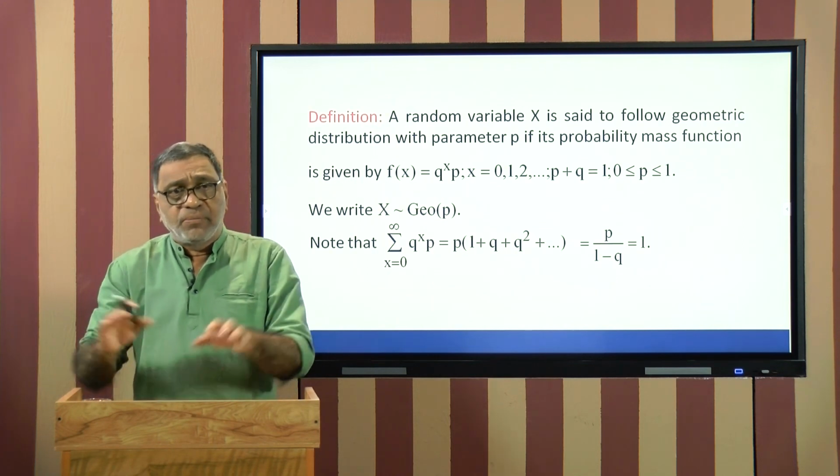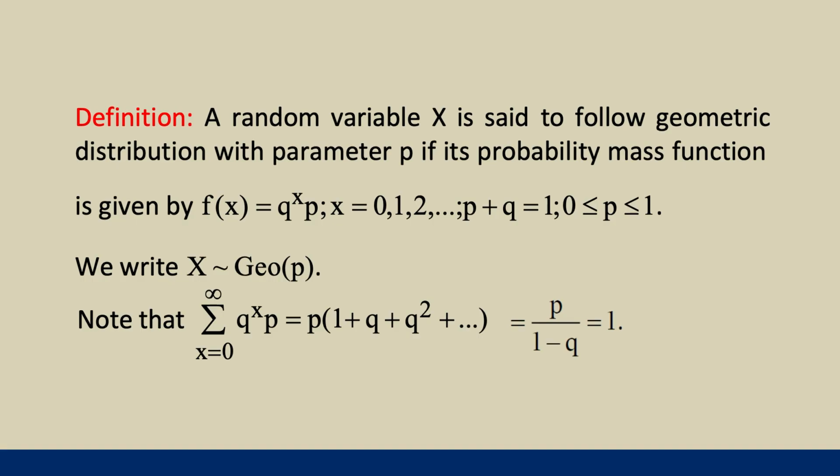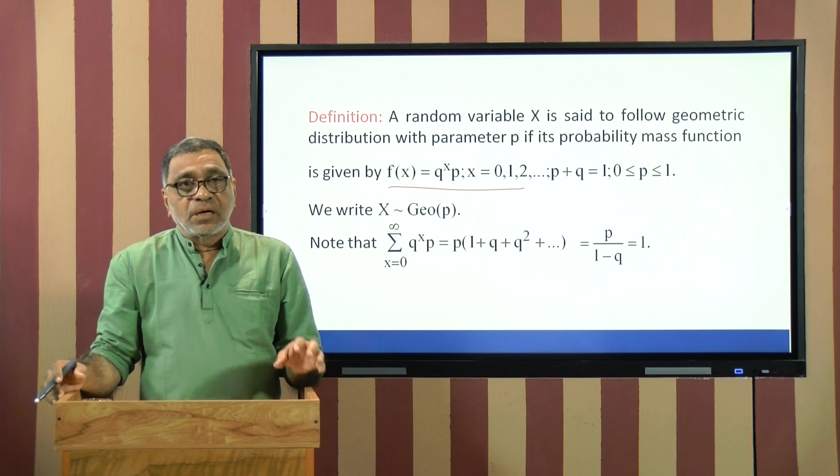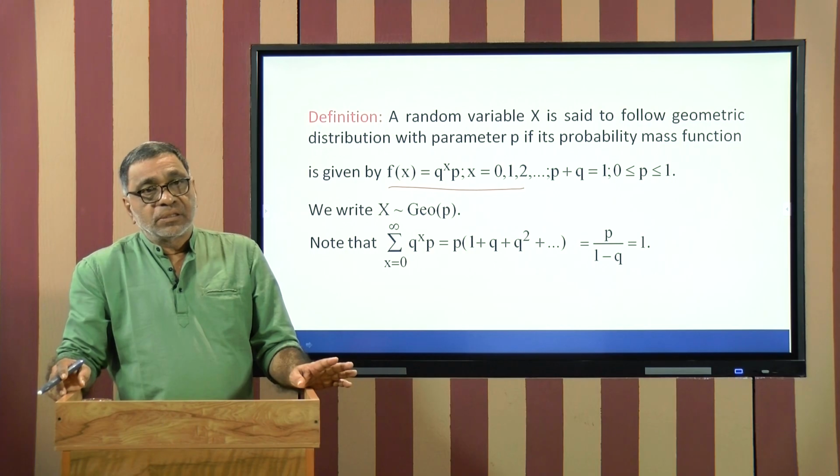The definition of the geometric random variable is this: a random variable x is said to follow geometric distribution with a parameter p if its probability mass function is given by f of x is equal to q power x into p, where x is equal to 0, 1, 2, 3, etc., and p plus q is equal to 1. If this is the probability mass function, we write x as geometric with the parameter p.